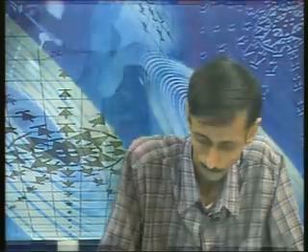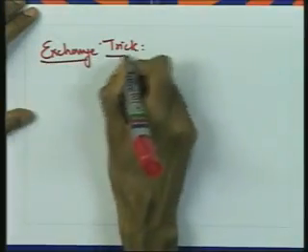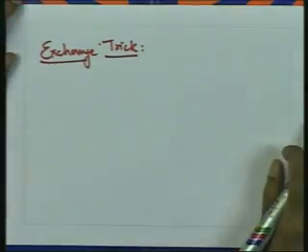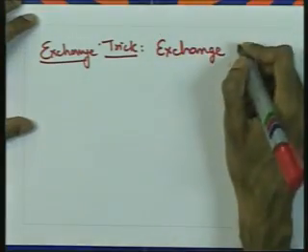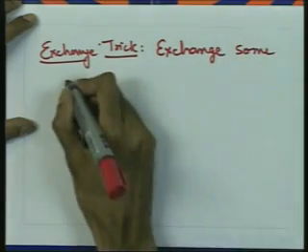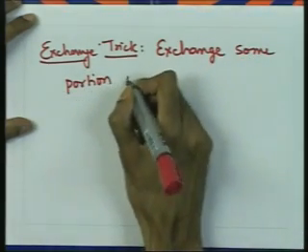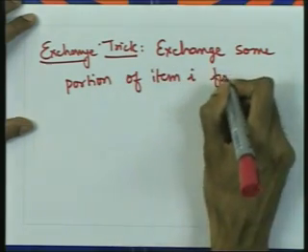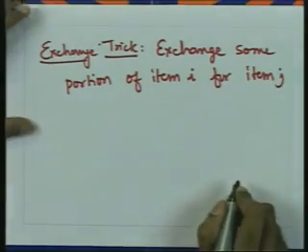So let's write this down. We would like to use the exchange trick here. Remember, this is just a way to design the algorithm. This is some kind of trick that you can use. I'm not guaranteeing that this will always work. It is just a hint that I give you. So let's try this. What does the exchange trick look like? We would like to exchange some portion of item i for item j, say. We have two items, i and j.